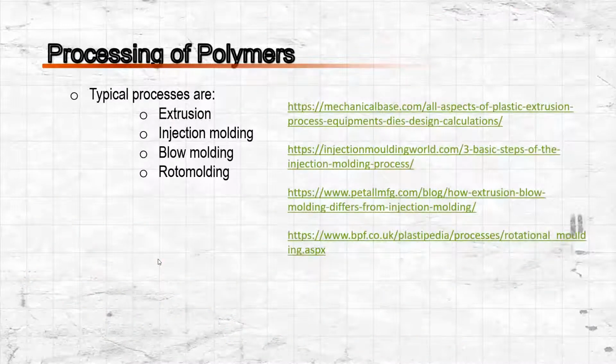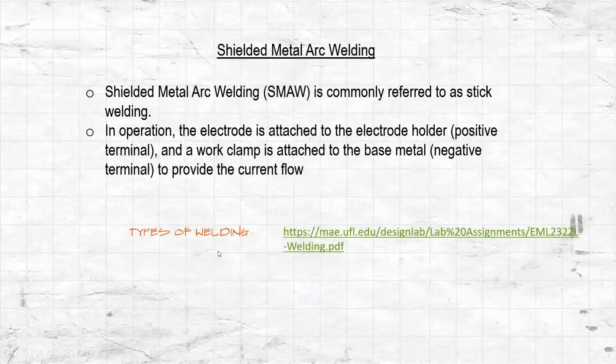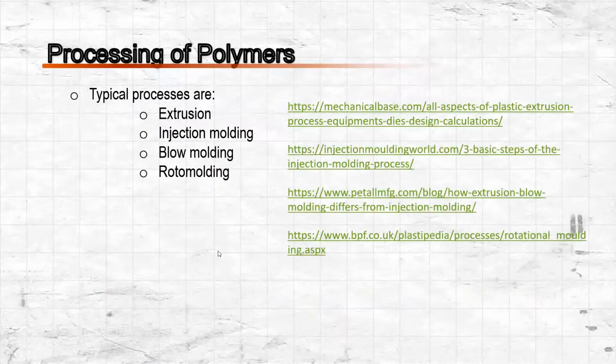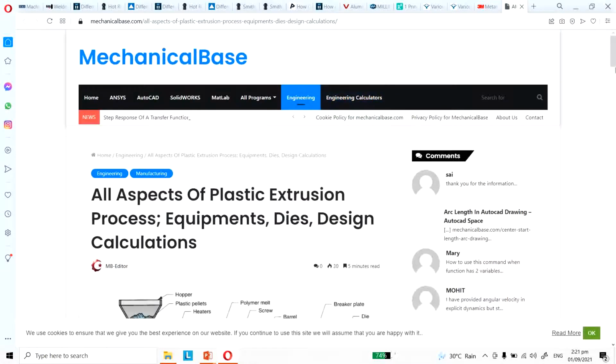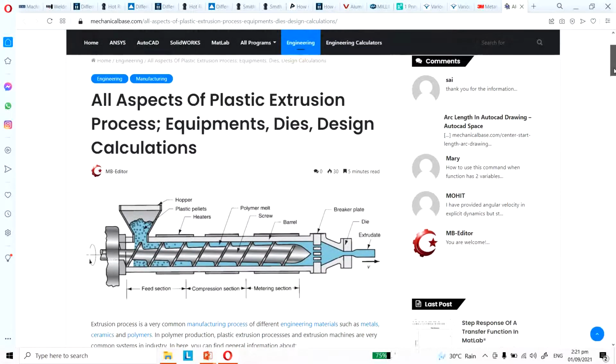Okay, what else? Now we'll talk about the processing of polymers. Typical processes for polymers are extrusion, injection molding, blow molding, and rotomolding. So this is the metal extrusion process.